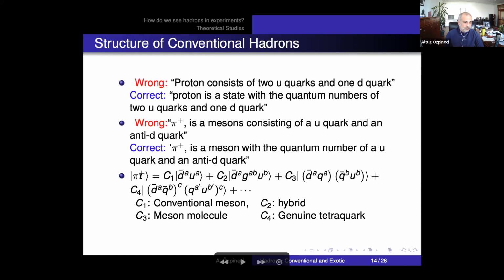So here, for example, if you look at the pi plus, as a quantum mechanical state, it is actually a superposition of many components. Yes, you do have a state that only contains an anti-d and an up, but you also have states that contain gluons, you have states that contain 4 quarks. This expansion is actually infinite.